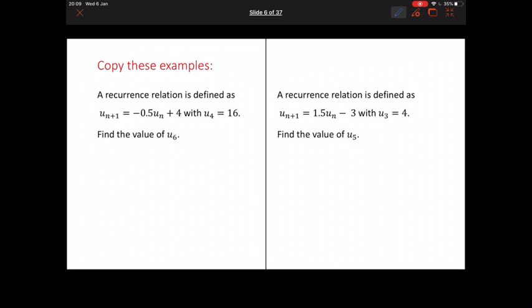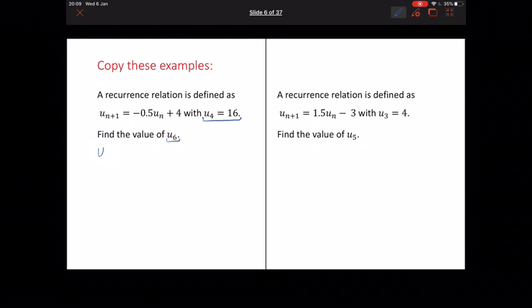Two similar examples then. The first one here, a recurrence relation is defined as u(n+1) = −0.5u(n) + 4, and we're told that u4 is 16. We have to find the value of u6. The big difference here is that we're starting with u4 and we have to work out u6. It doesn't actually change what we're doing, we're just generating the next terms on from u4.